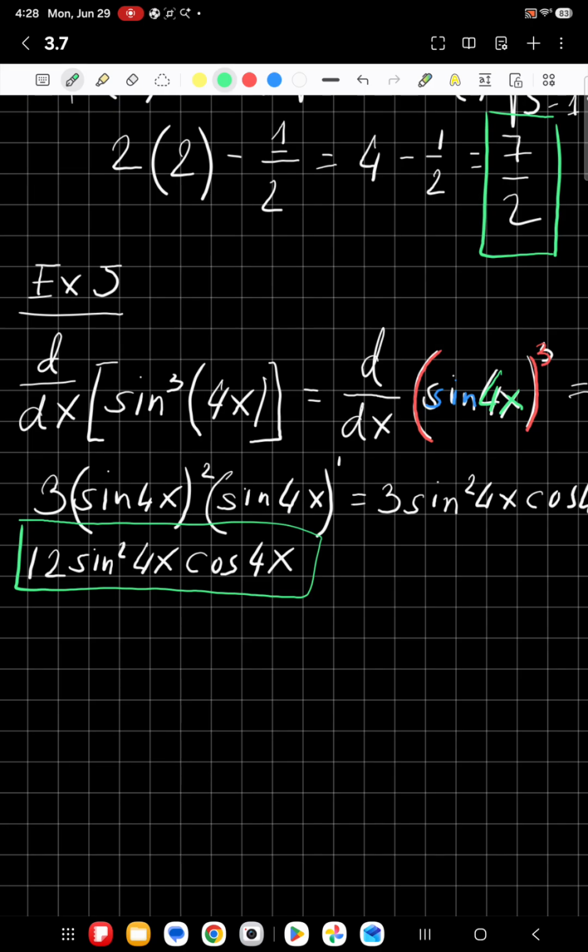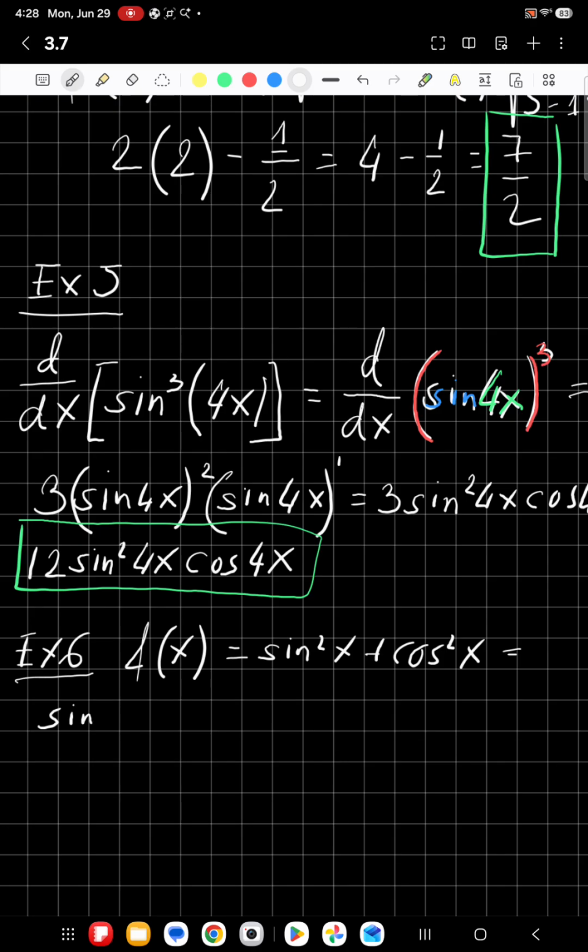Okay, so here's another example. This one is example 6. And again, you guys should try to do it on your own. So f of x equals sine square x plus cosine square x. So think about this one. What do you think that should be? What do you think this is? Anyway, let me rewrite it so that we can see it better.